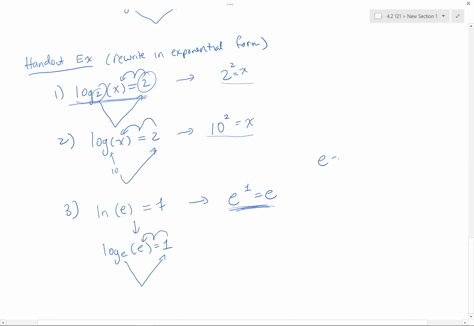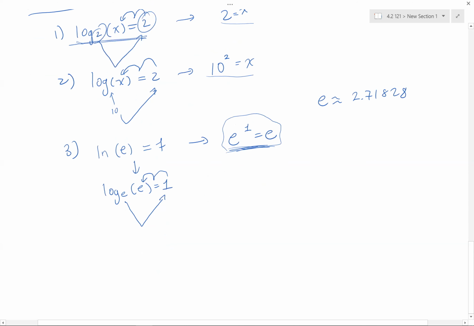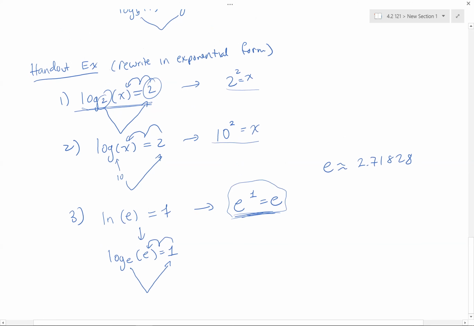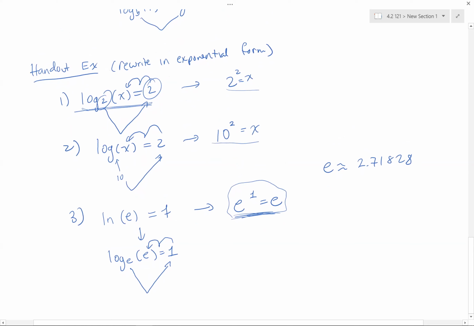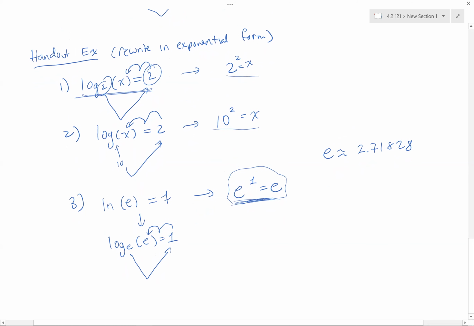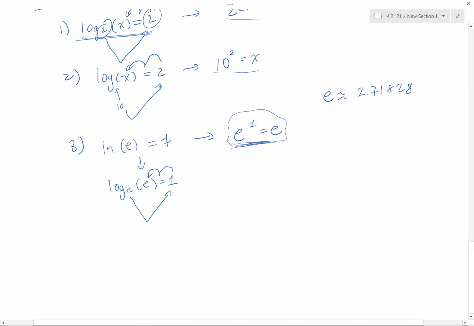Remember, e is about 2.7, so it's a number, and we can use that as a base. It's positive and not equal to 1, no problem. So we're just translating between 2 different languages here. Some people might speak the logarithmic language, some people might speak the exponential language. Okay, we're just translating from one to the other. Let's just do this last one here.